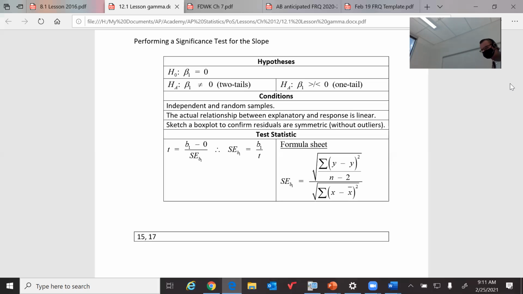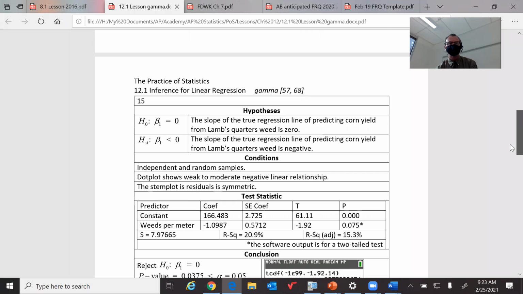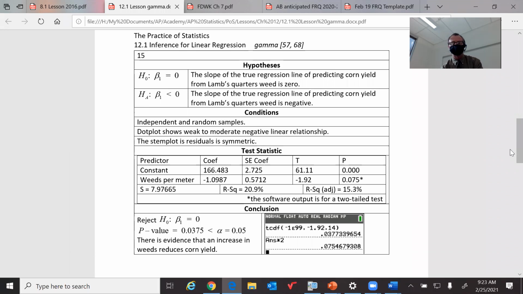All right? So we're going to go to 2 questions, 15 and 17. All right, 15. There's the template, except they gave you the software output, okay? And we're saying that the null, just like when we did z-test or t-test, the null is there's nothing there. So nothing there in the context of linear regression would be the slope equals 0. Then the alternate is the slope's negative.